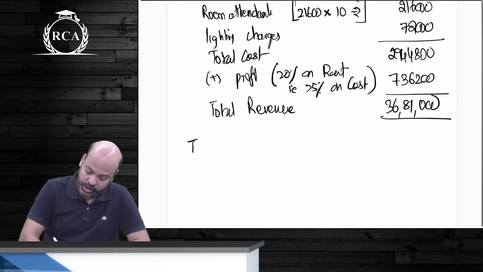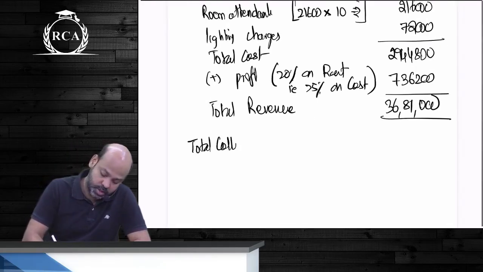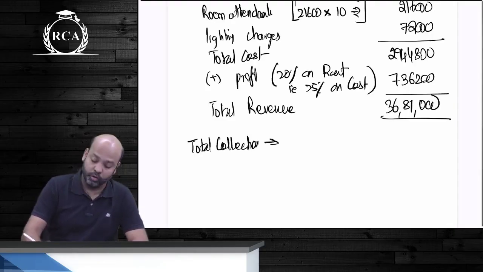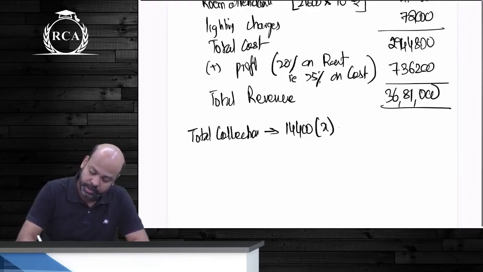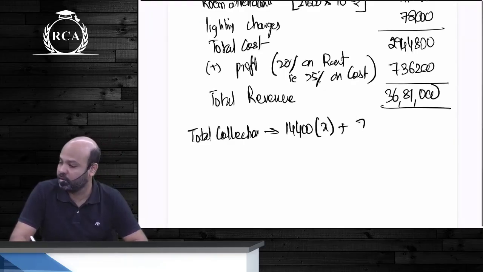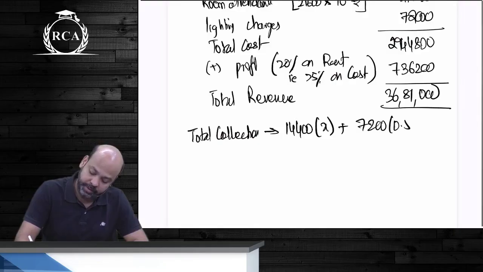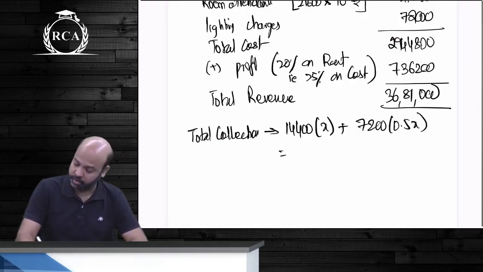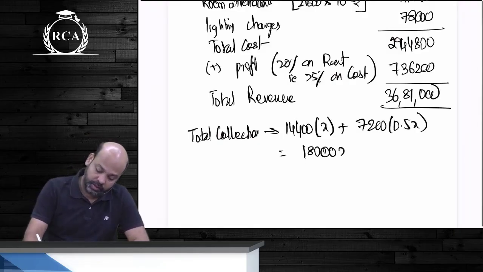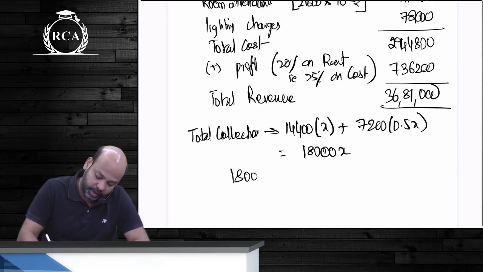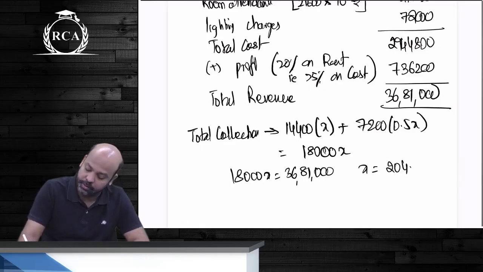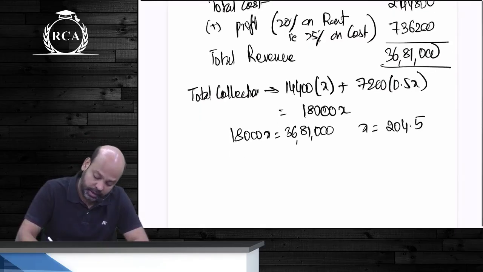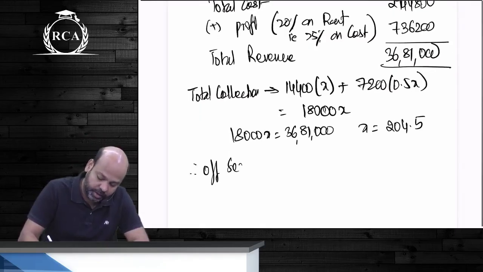What will be your total collection in terms of X, beta? In season, total number of room days how many were there? 14,400 multiplied by X. Off season, 7,000 multiplied by 0.5x, beta. So the total collection in terms of X would be 18,000x. This 18,000x, beta, you will be equating it to 36,81,000. You will get the value of X as how much? 204.5, guys.